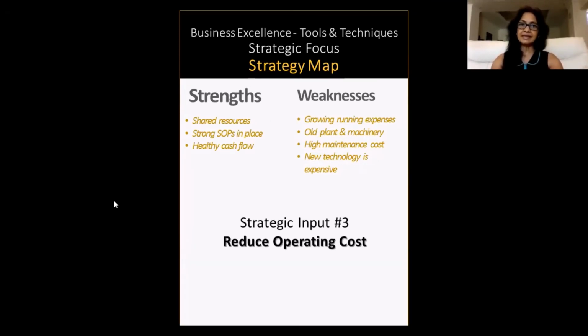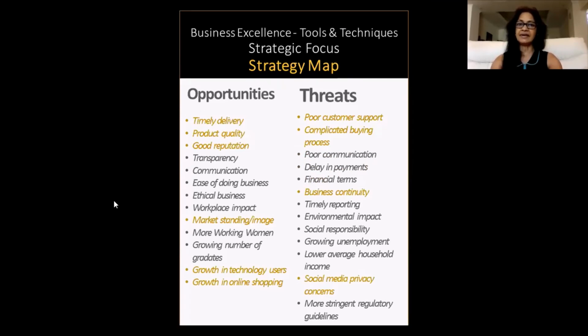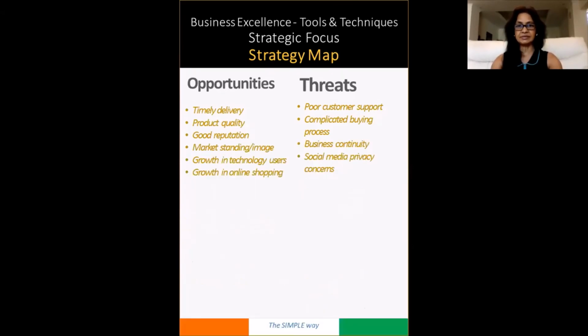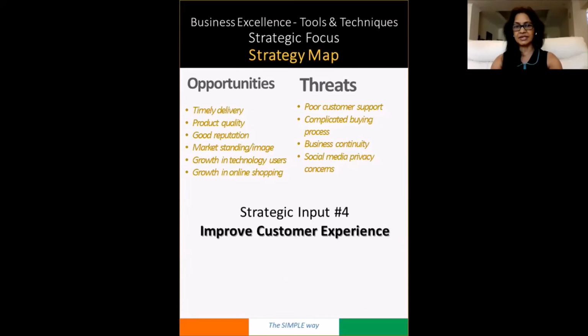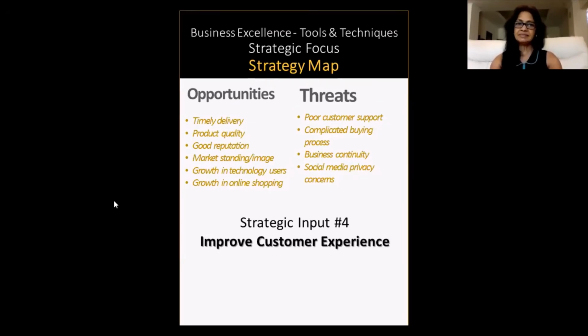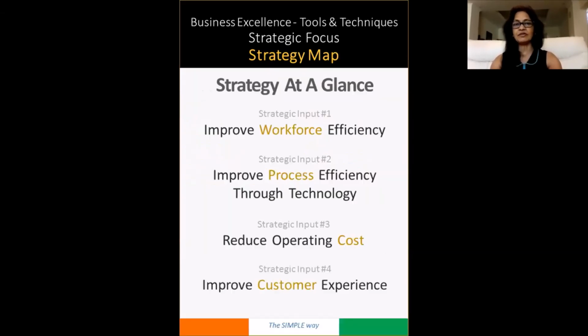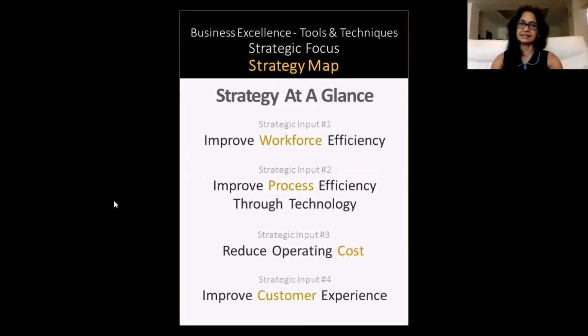For the sake of this exercise, I will go on to yet another combination from our SWOT matrix, and that is of opportunities and threats. As you can see, I've highlighted the common points in the 2 columns. And now I shall separate those points from the non-highlighted points. And here emerges our 4th strategic input, which is improve customer experience. So in this manner, as you can see, we have a list of all the strategic inputs that have been gathered together during this exercise.